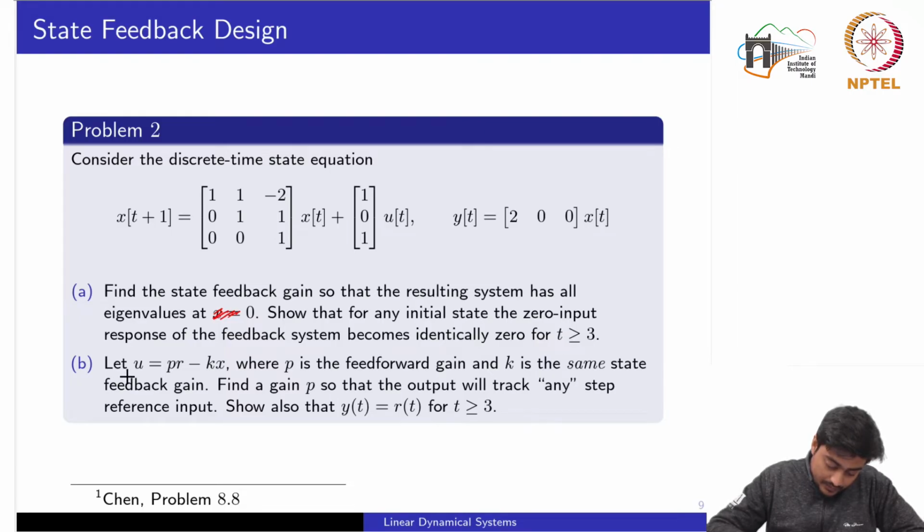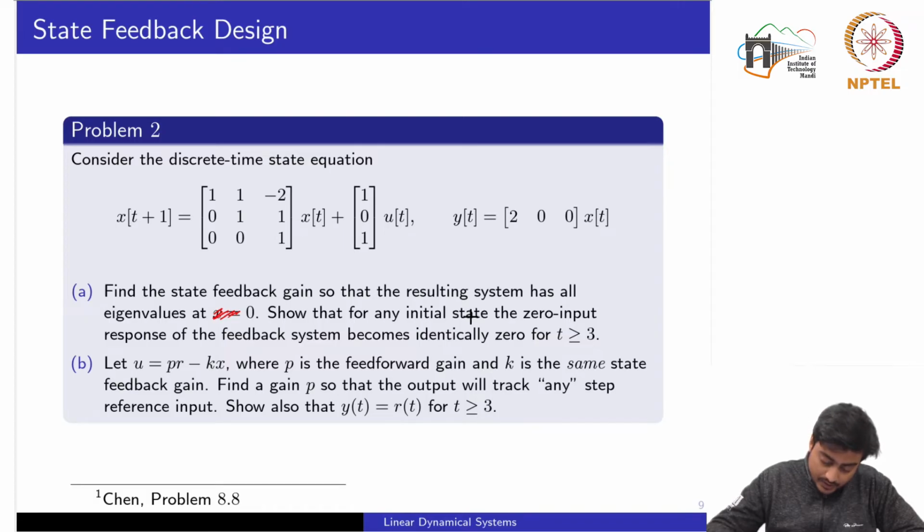Now the B part, we are introducing another feedback which is given by u is equal to Pr minus kx, where P is the feed forward gain and K is the same state feedback gain that we have computed in part A. Now here we want to find again P so that the output will track any step reference input. And the next part says that we want to show that y of t is equal to r of t for all t greater than or equal to 3.